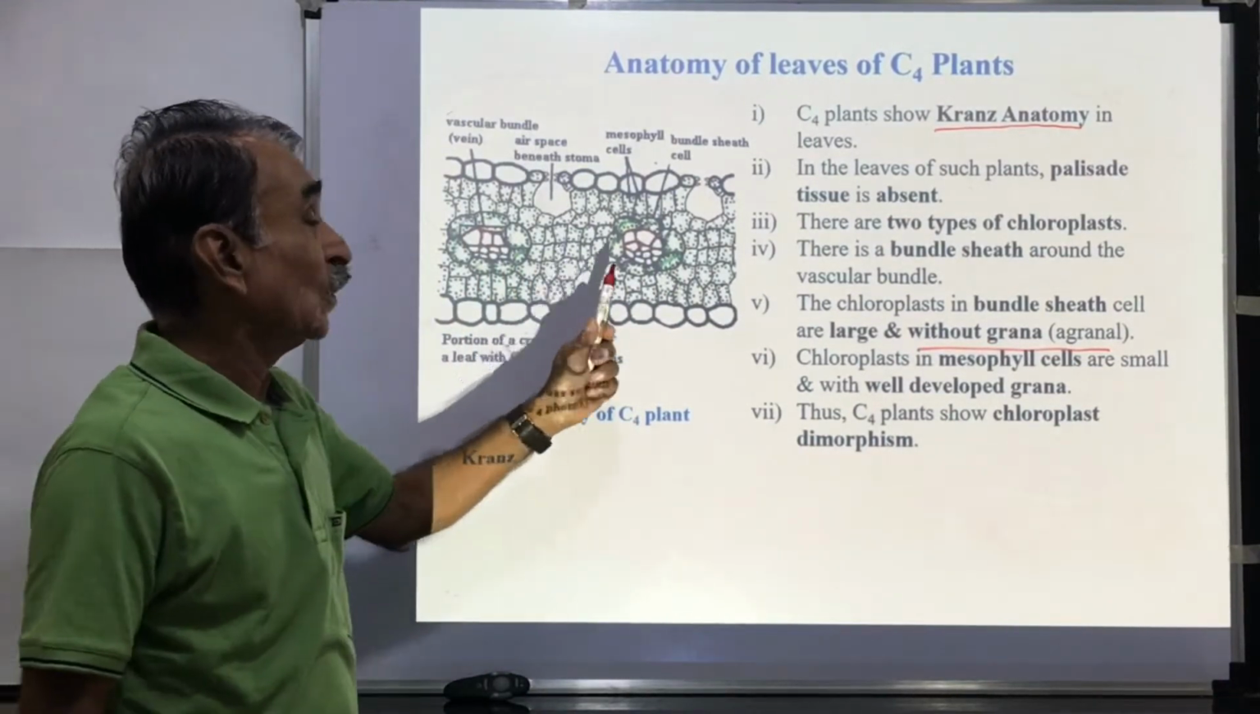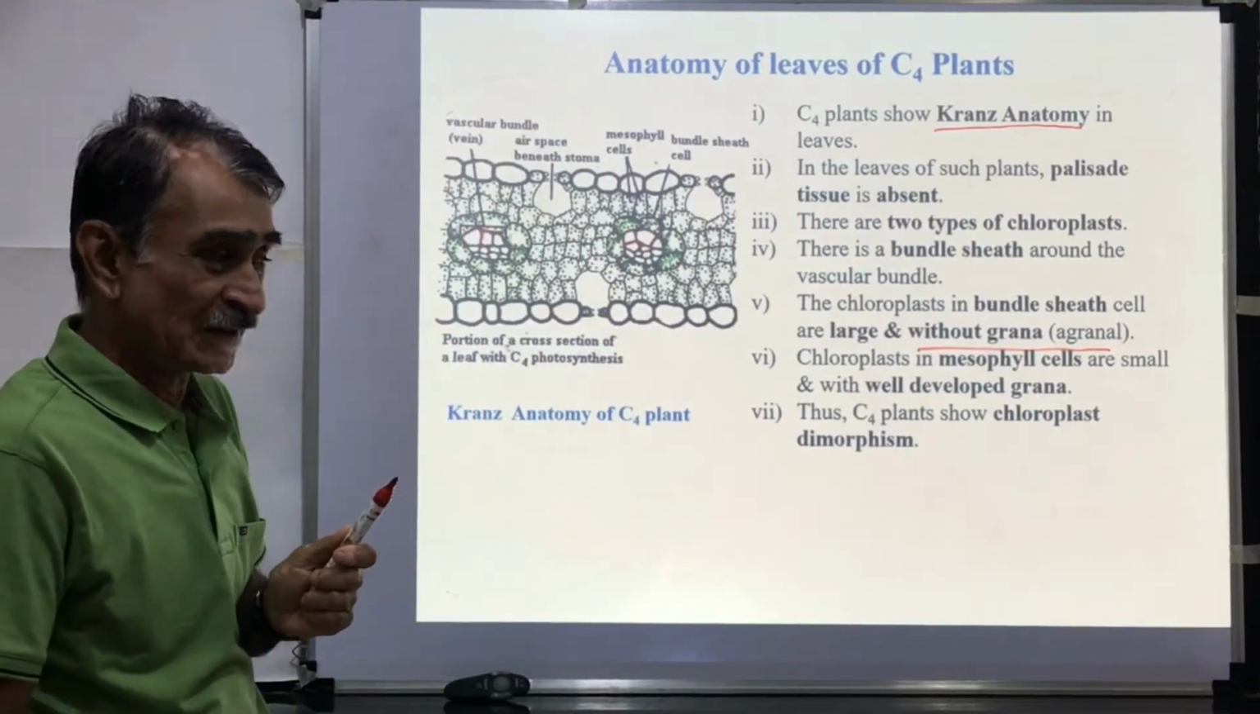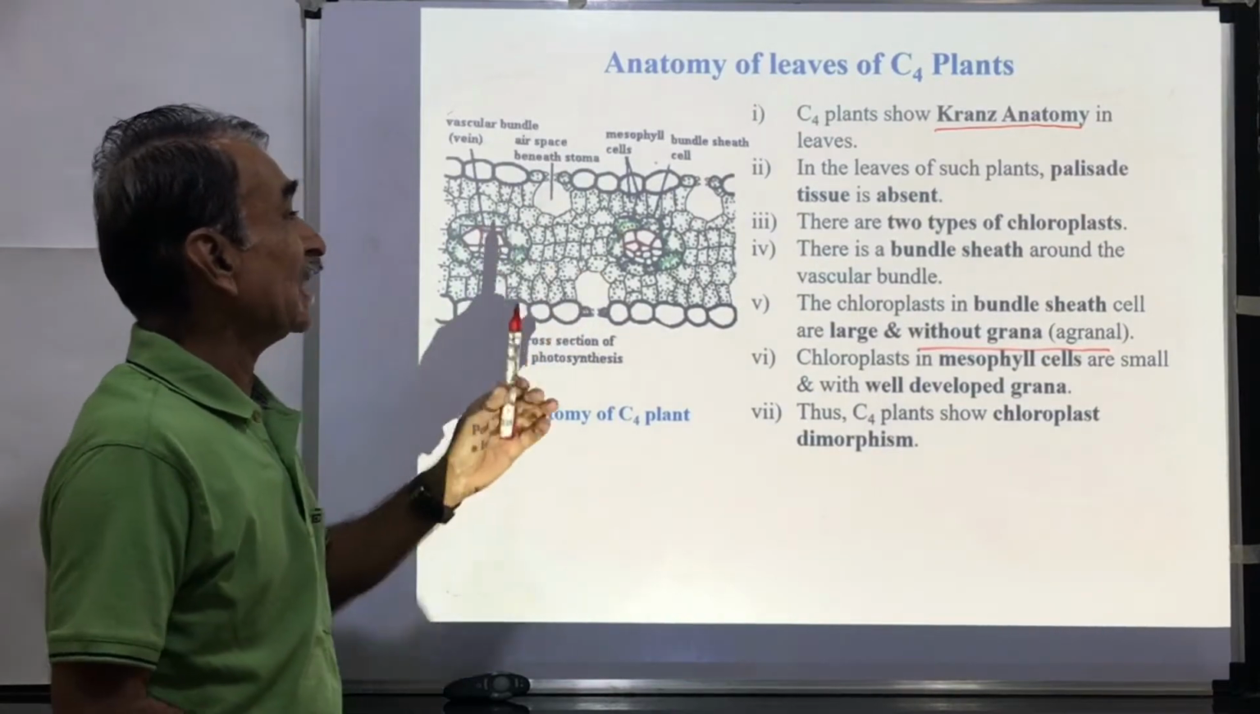Dimorphism means 2 प्रकारचे chloroplasts, two morphologically different types of chloroplasts are present. Then Kranz anatomy we shall see once again.